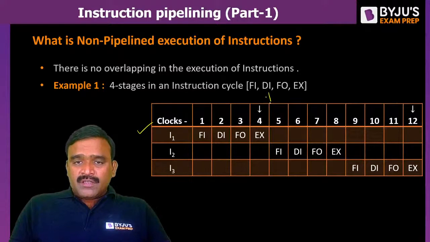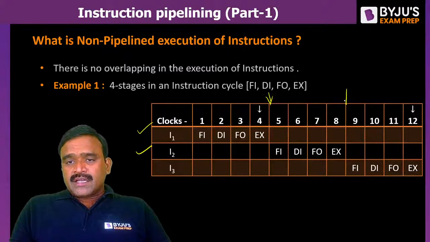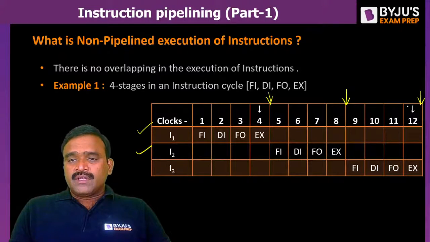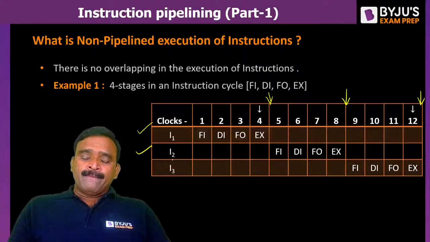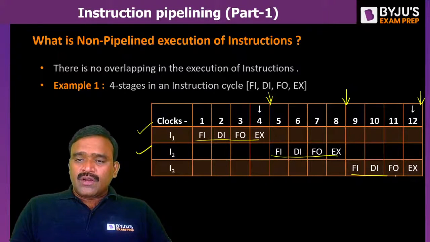Then after this point only we can fetch the next instruction. So at the fifth cycle the first instruction finished, at the 8th cycle the second instruction got finished, and at the 12th cycle the third instruction got finished. Like that it will go. That means after finishing all the stages of one instruction, we took the next instruction.